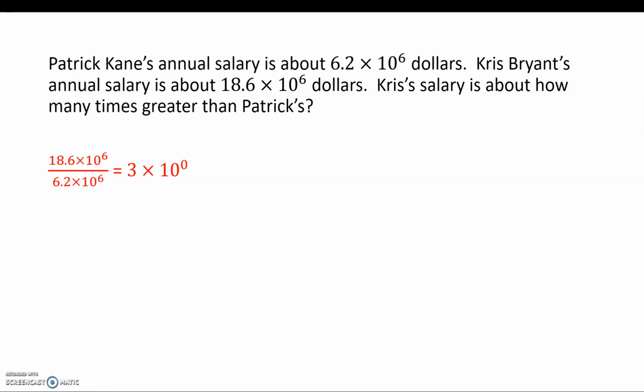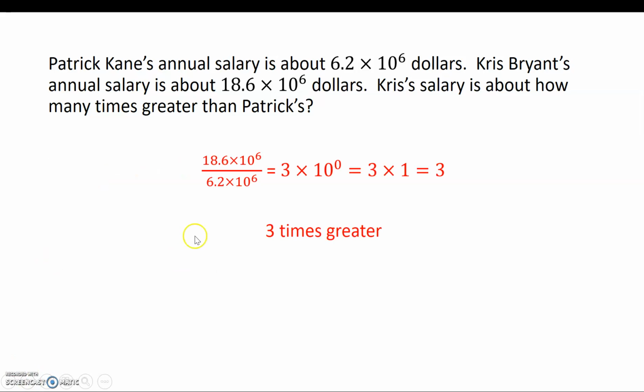If you really wanted to go step by step with it, you figure 10 to the power of 0 is just 1. So it's like 3 times 1, which is just 3. So then I have to make sure here I'm labeling it as 3 times greater. So Chris's salary is about 3 times greater than Patrick's. Again, keep in mind, if you labeled it as $3 greater, that would be wrong. It's about 3 times greater.